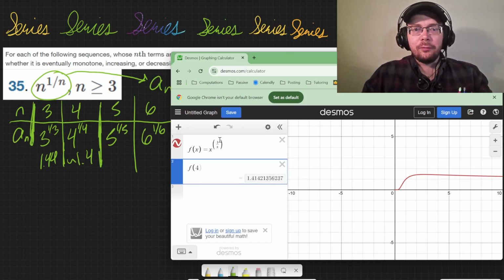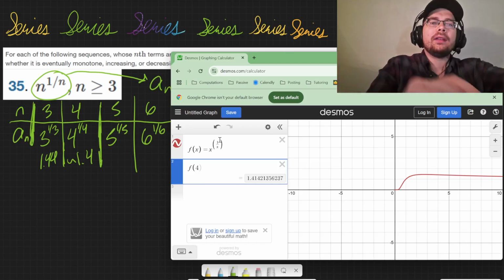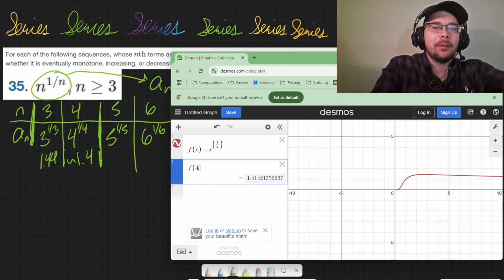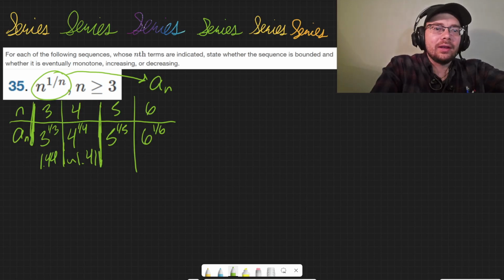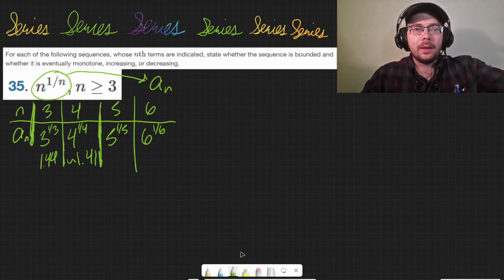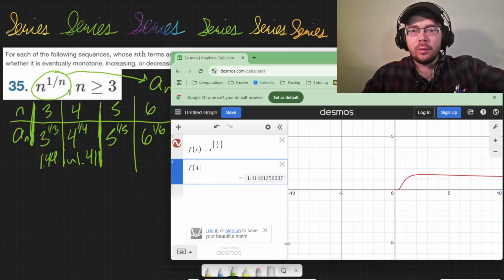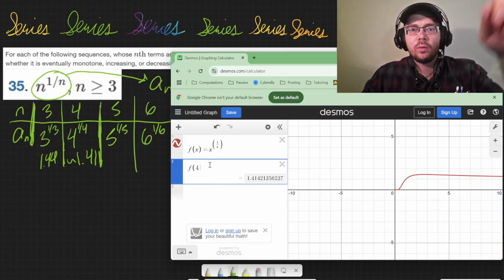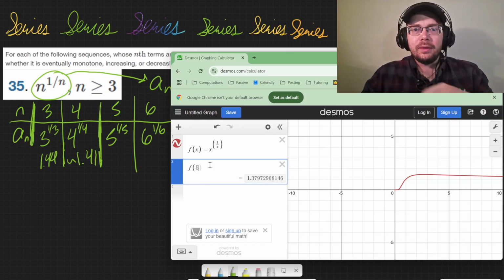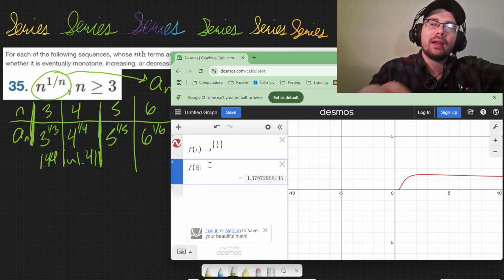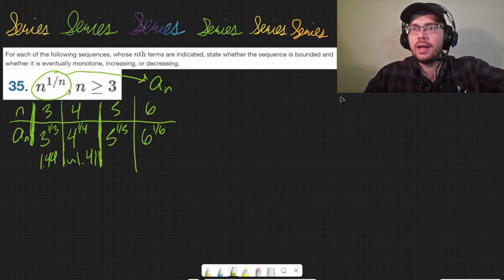What about f of 4? 1.41. Okay, so I had it to within 1 decimal place, but it was really close on the previous one. So 1.44 versus 1.41. Then what about 5? Let's see what that would be. 5 is 1.38. Okay, now we're starting to get somewhere.